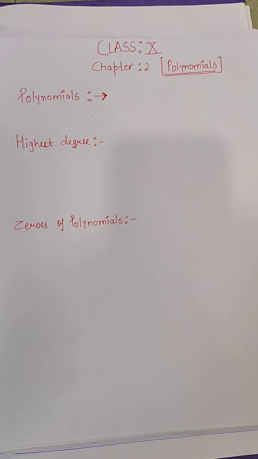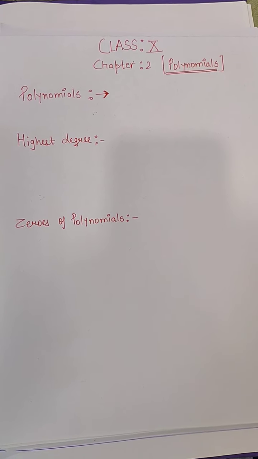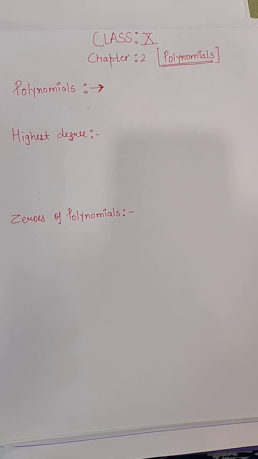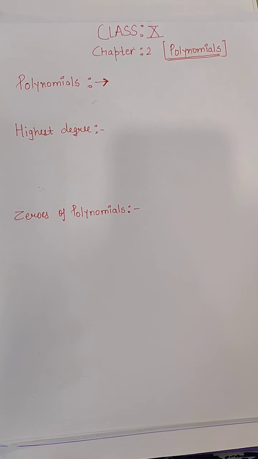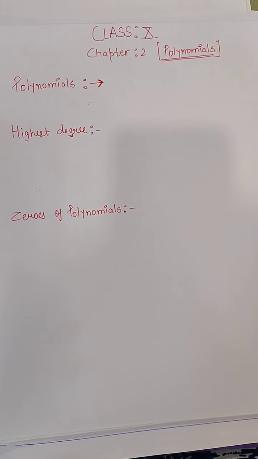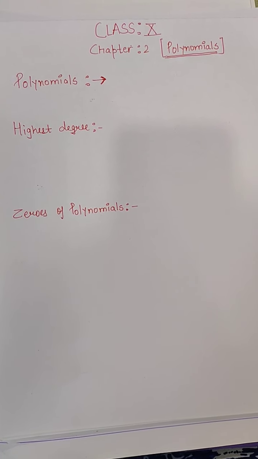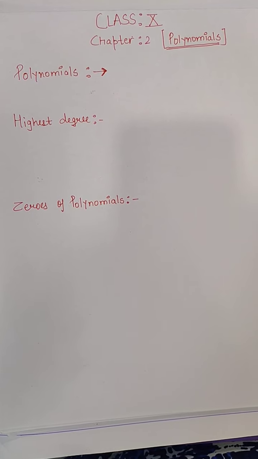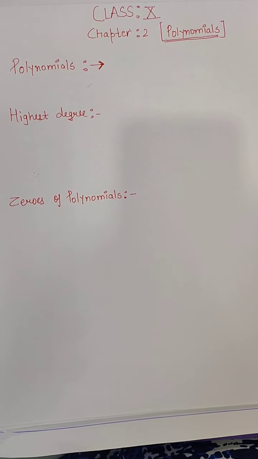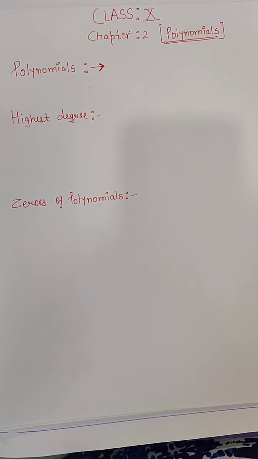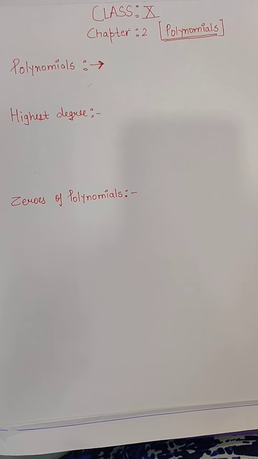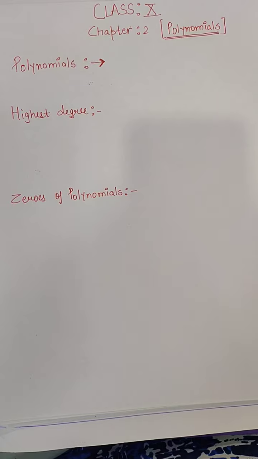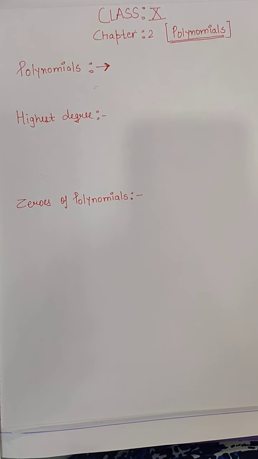This video is for class 10th maths chapter 2 part 1. So chapter 2 is related to polynomials. This topic you studied in class 9: what are polynomials, what is the highest degree of polynomials, coefficient of polynomials, types of polynomials. So these basics you have already studied in class 9. So I will just tell these basics in a very short way.